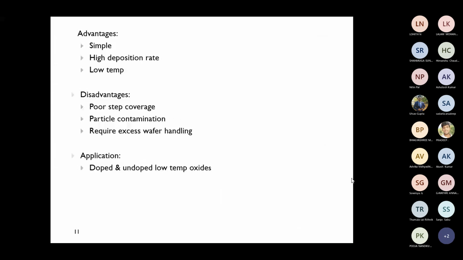The advantages in this case are simplicity, high deposition rate, and low temperature. The disadvantages or challenges are poor step coverage, particle contamination, and the need for excess wafer handling. The application is doped and undoped low temperature oxide. So why particle contamination? Because we are working at atmospheric pressure, some contamination will always be there.